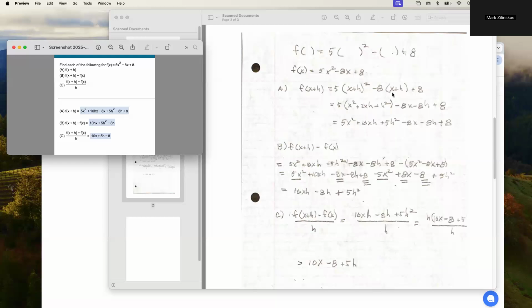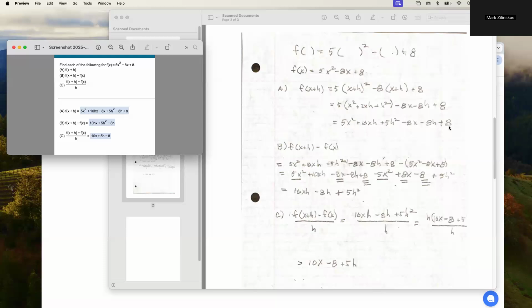Now this I can distribute, so I get a negative 8x and a minus 8h, and then obviously here I just bring down the 8. Now I'll distribute through the 5, and I multiply all these coefficients by 5, and I end up with the following here. And then I am going to try to combine like terms, which I don't have any here, so I just need to leave it like this.